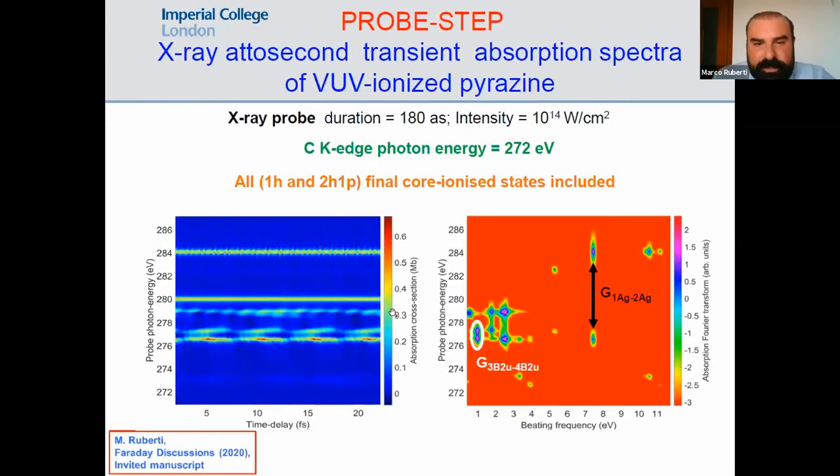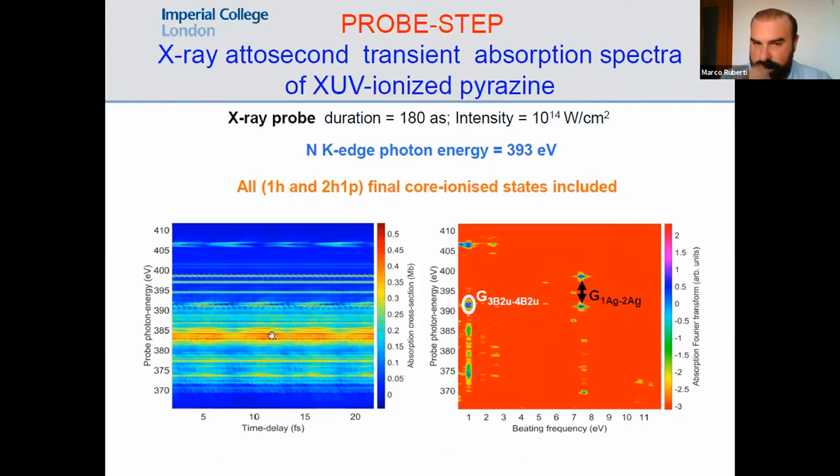When we do the spectrally resolved analysis, we can resolve all the interference patterns that arise from the quantum beatings induced in the system. By looking at the peaks in the Fourier transform, we can identify, for example, the ones that correspond to the coherences that drive the charge dynamics. This can be done both in the carbon spectrum and in the nitrogen spectrum. Although, as you see, the nitrogen spectrum is much more structured and apparently complicated than the carbon one, with many different peaks at the same beatings.